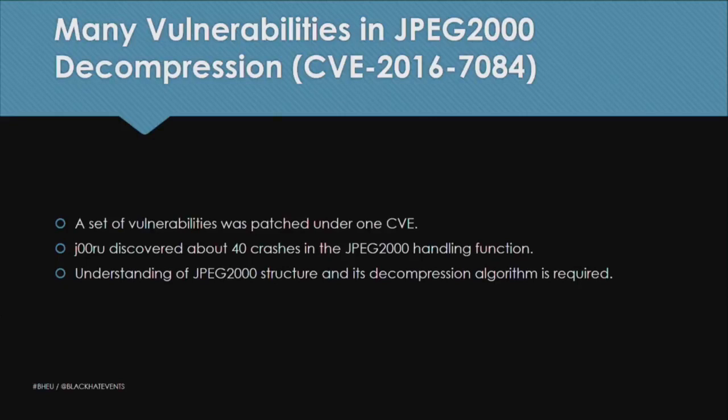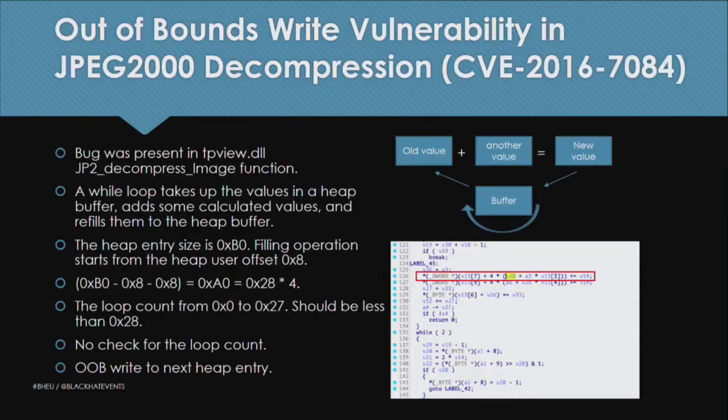The last CVE I will show you is CVE-2016-7084. It's a set of vulnerabilities in tpview.dll when it decompresses JPEG 2000 files. This CVE includes nearly 40 different crashes discovered by Mateusz Jurczyk. From the crashes, to know the real reason for every bug, one should know the JPEG 2000 decompression algorithm very well. It's really not a small amount of work for us. In our talk, I'll explain one of them as a case study. It's an out-of-bounds write vulnerability.